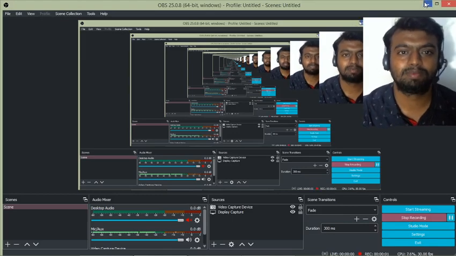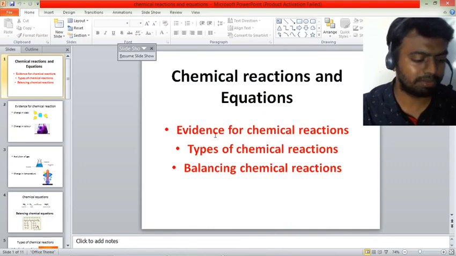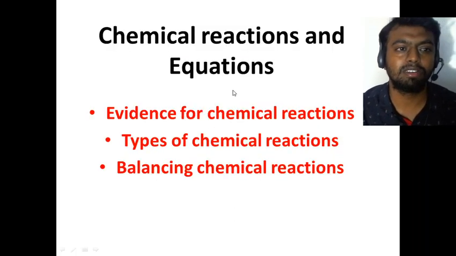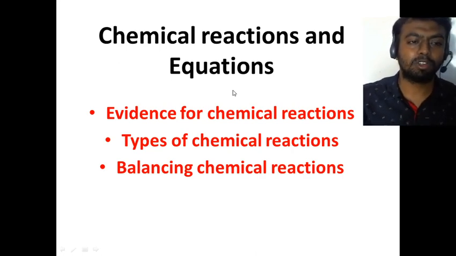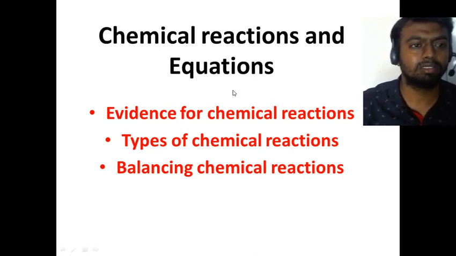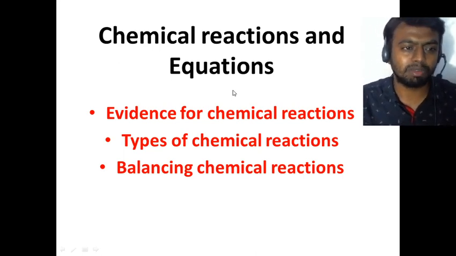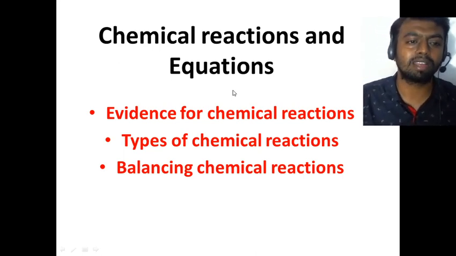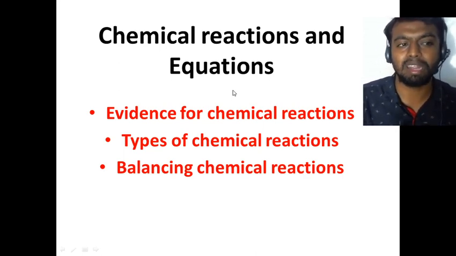Hello students. Okay, through this video let us try to summarize the first chapter, that is chemical reactions and equations. In this chapter, what all we have learned, you can recall through this video. The first thing is we have learned some evidences for chemical reactions, types of chemical reactions, and balancing chemical reactions. These are some things we have learned in this chapter mainly.